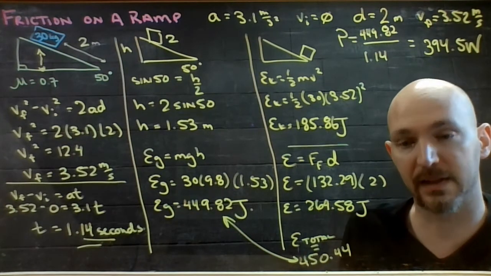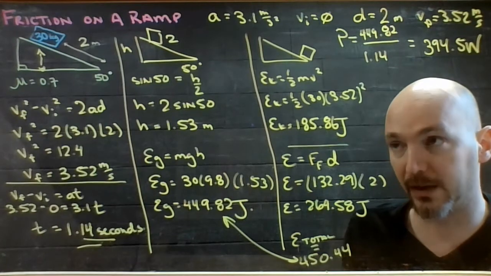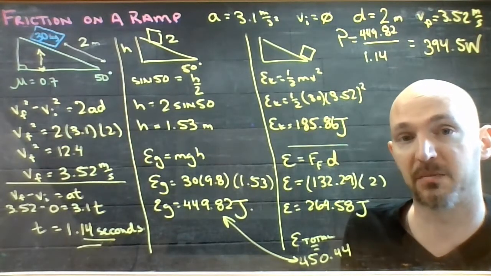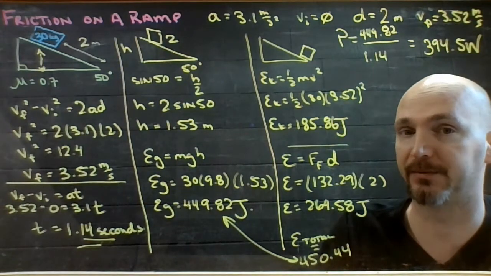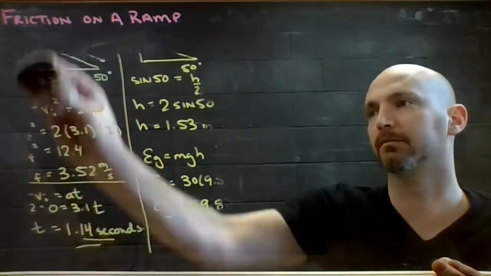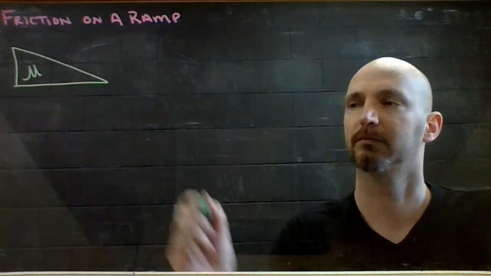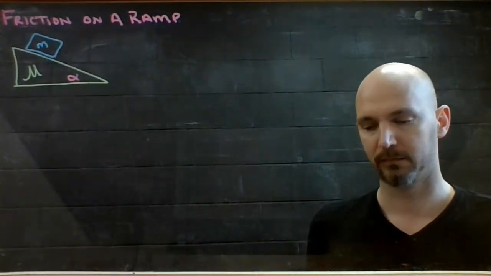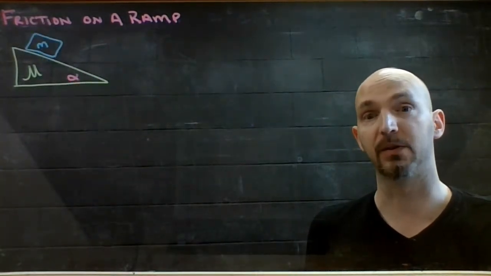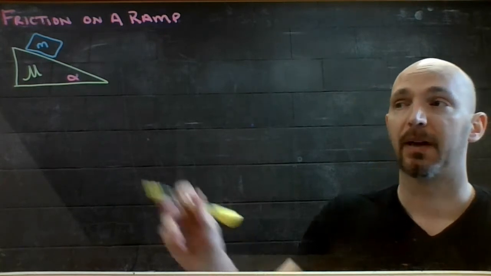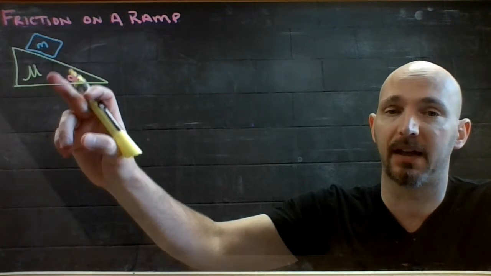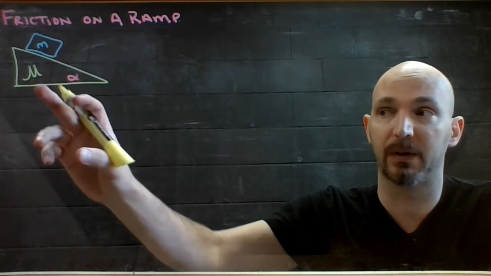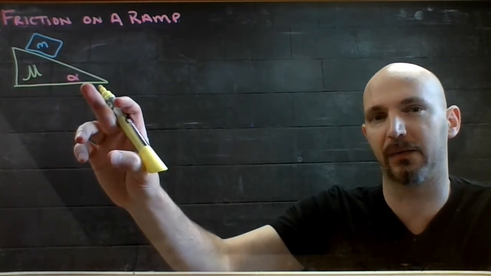So I'm going to erase this, and we're just going to do a little thing about trying to make the block stick using the coefficient of friction and the angle. Okay, no numbers. I'm just going to do this in general. So I have a block with m worth of mass sitting on a ramp that has a coefficient of friction mu, and it is tipped at some angle alpha.